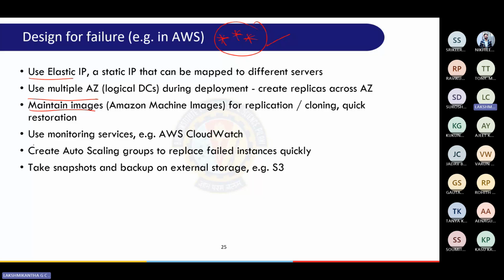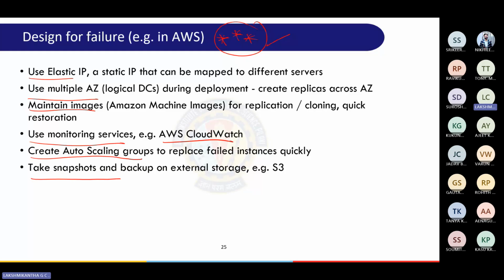And the next one is use monitoring services. Guys, services like AWS CloudWatch are essential here. Correct? No? AWS CloudWatch is essential here. They not only monitor resource metrics, they also trigger automated actions or alerts. And along with this, we have to create auto scaling groups. These groups automatically replace failed instances quickly, which ensures the desired number of healthy instances is maintained. And finally, don't forget to do this, guys.